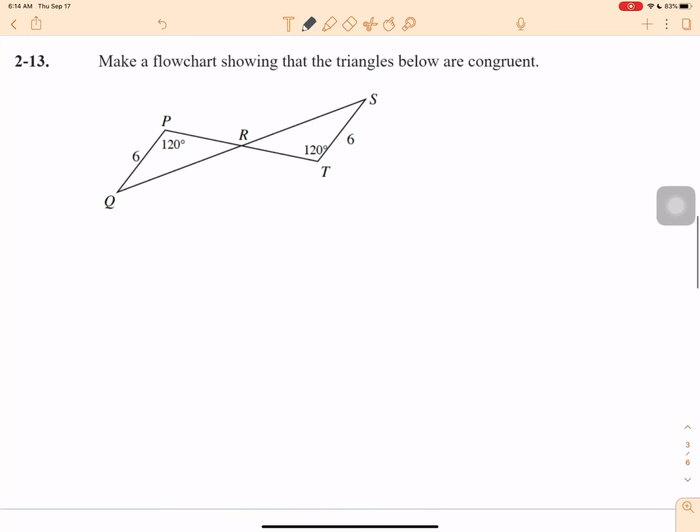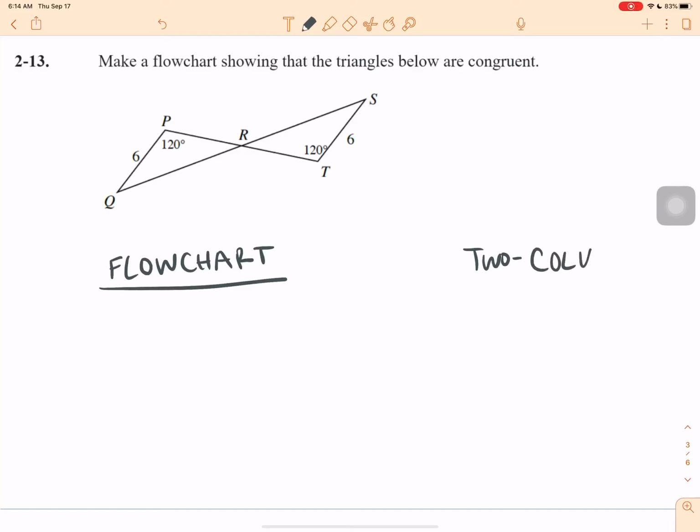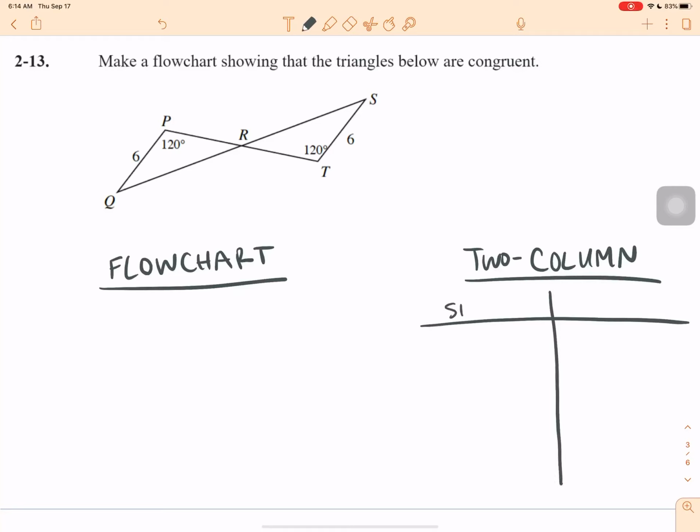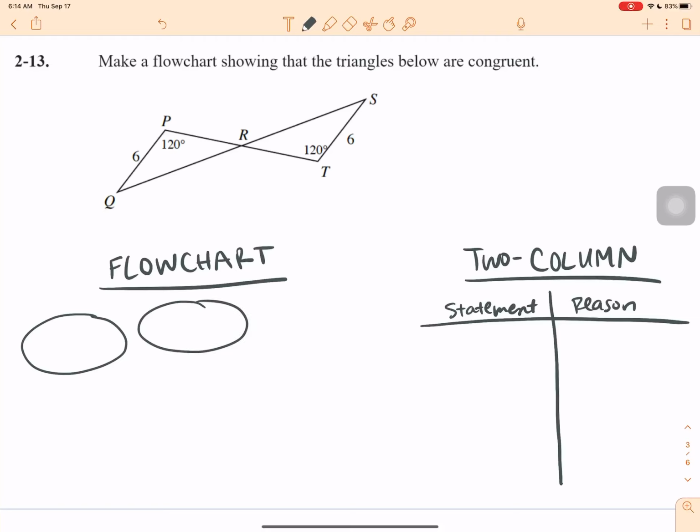Okay, so this one says again, make a flow chart. Miss Champlin, a flow chart. But I'm going to show you guys also the 2-column proof anyway, because I can just duplicate my parts and show you guys how to do that pretty quickly. Right, so the 2-column, we have statement, reasons. And you know what? It actually tells us that, showing that the triangles below are congruent. So we know that they are congruent, right? So that's why I'm setting this up, just because we already know they're congruent. So we are good to go.